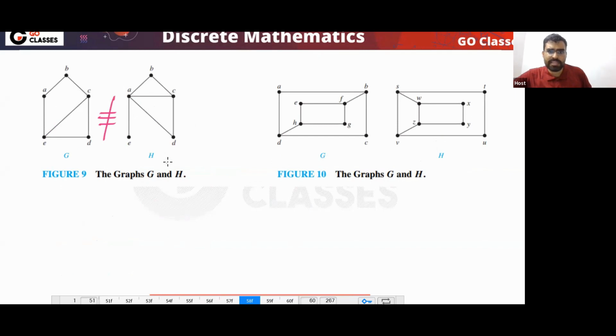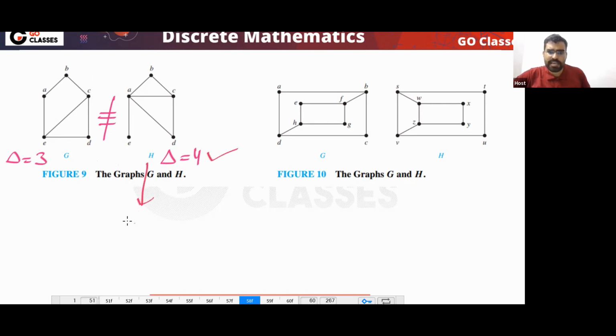See the maximum degree here. Here the maximum degree is 4, and here the maximum degree is 3. If you notice, you can check the maximum degree. Or here you have a pendant vertex, and here there is no pendant vertex. Here we have a degree 1 vertex, and here we don't have a degree 1 vertex. Yes or no? In this H, the maximum degree is 4.